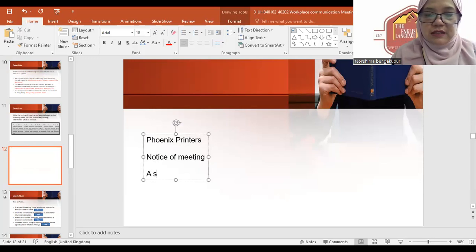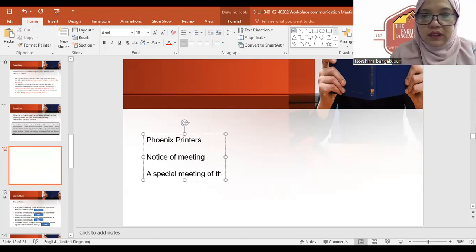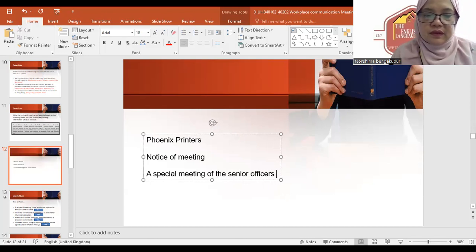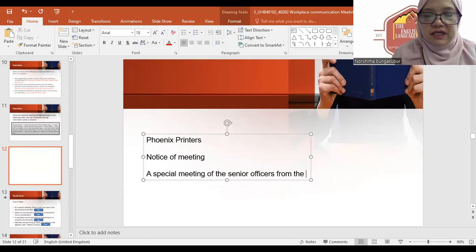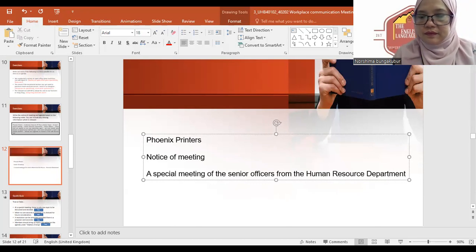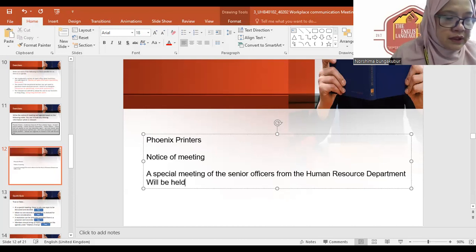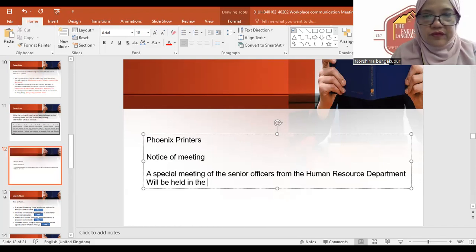What is the purpose? A special meeting. Of who? Senior officers. From where are the senior officers? From the human resources department. Where will it be held? Will be held, akan diadakan. Di mana? The venue. At the conference room.